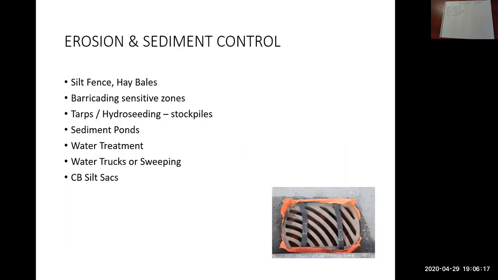So, erosion and sediment control. What does it do? It does a few different things. It prevents sediment from leaving the job site and going into the surrounding storm sewer system. You want to prevent that from happening. Sediment in water kills fish, and you can get into very big trouble for allowing that to happen on your job site.